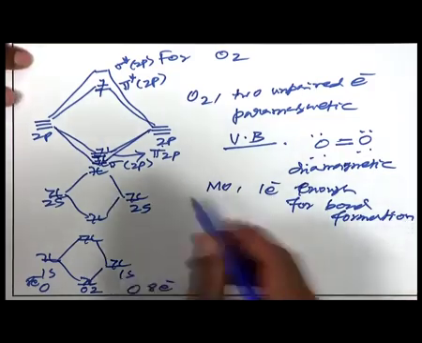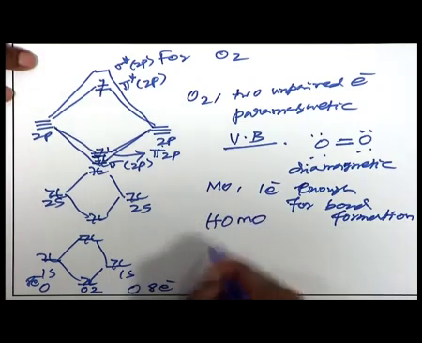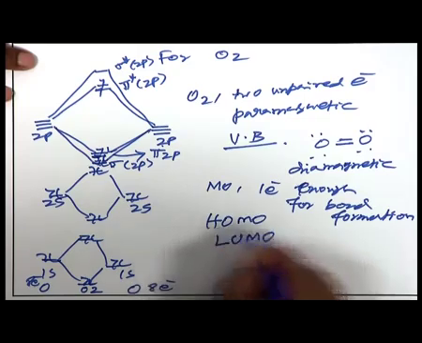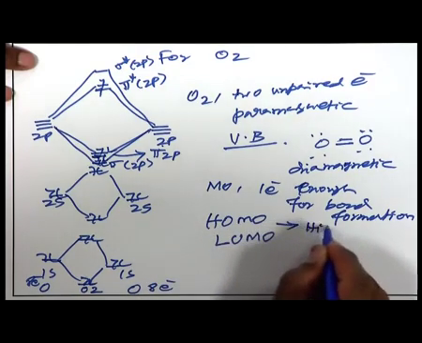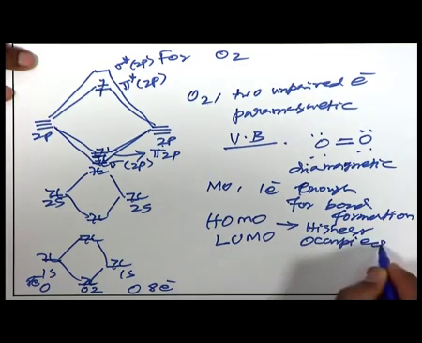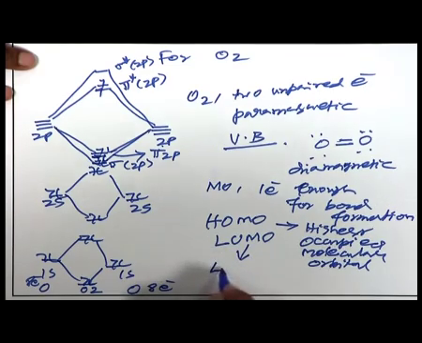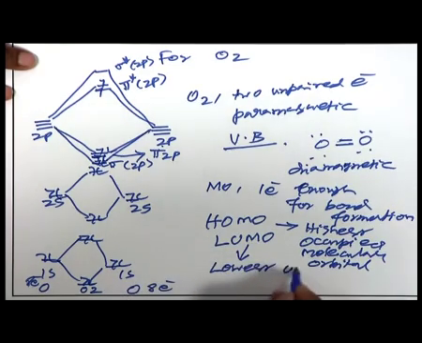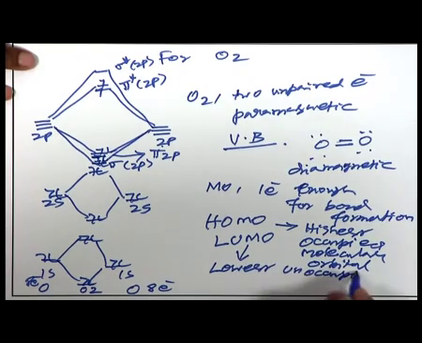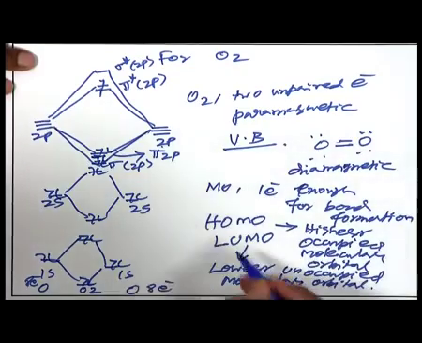Now another concept which I would like to introduce here is what is HOMO and what is LUMO. HOMO is the highest occupied molecular orbital. LUMO means the lowest unoccupied molecular orbital.